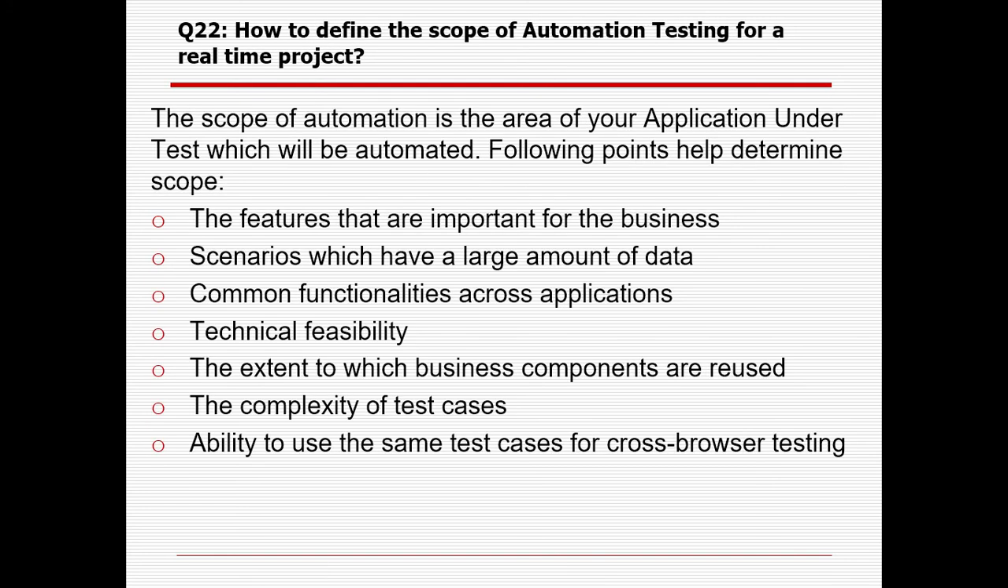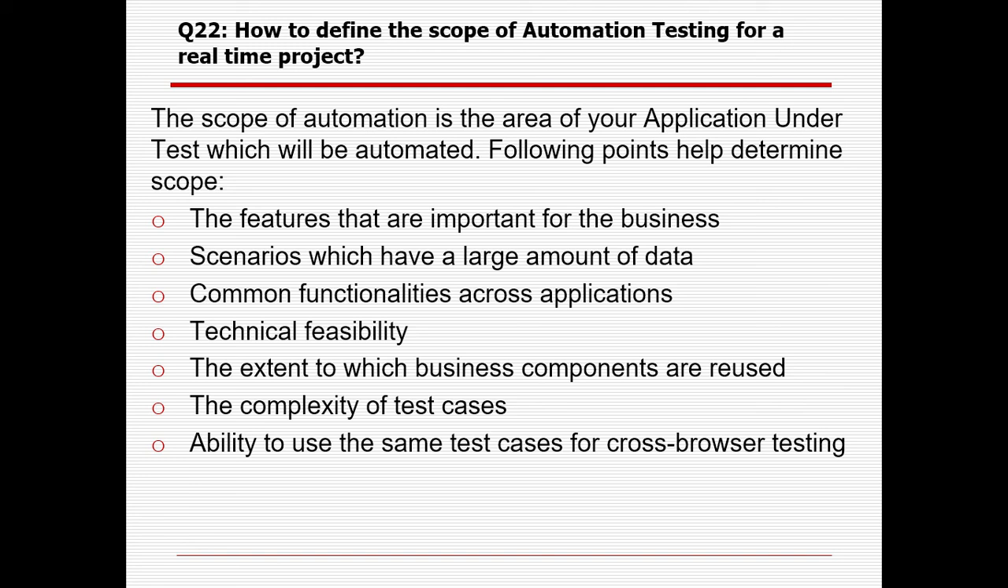How do you define the scope of automation testing for a real-time project? Whenever you are going through the automation lifecycle process, you need to define the scope of the project, right? The scope of automation is the area of your application under test, or AUT, which will be automated.